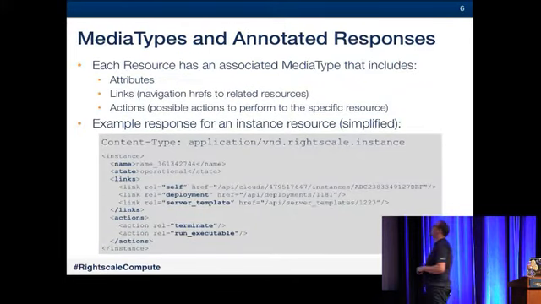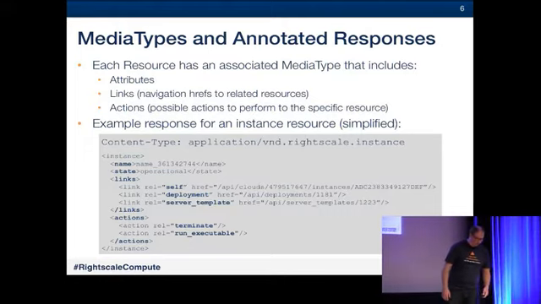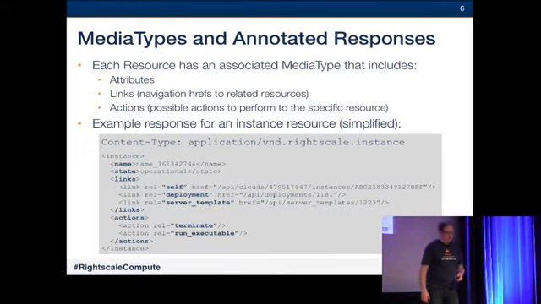So this is the example of the media types that we have. When you make a query, what comes back is obviously all the attributes for that particular object. In this case, we are looking at an instance, and there's just some very simple state information, right? The name of the server, the current state that it's in, and then you can see the links there in the second bit of the XML response. It has its own href itself. It has an href to the deployment that instance is part of, right? And then it's also got a link to the server template that instance was launched from.